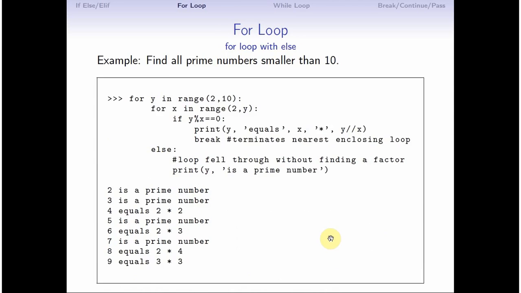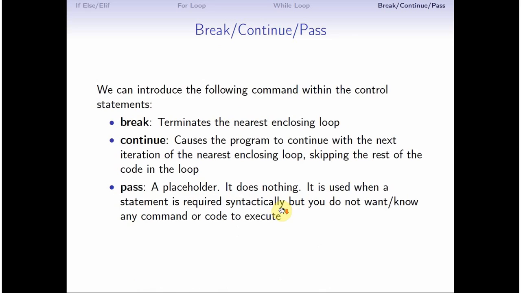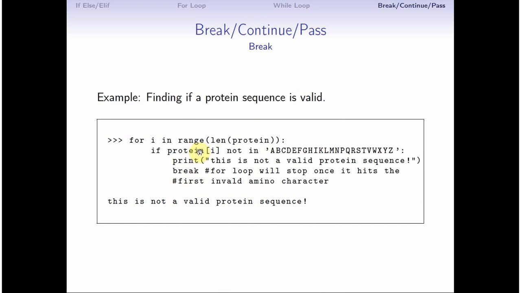If you never put the break, it will loop through again and again, the next and the next and the next. After the first invalid amino acid, you'll go on to the next one. We know that there are 3 invalid amino acids, so you print 3 times "This is not a valid protein sequence". So you repeat 2 more times. This is not what we want.